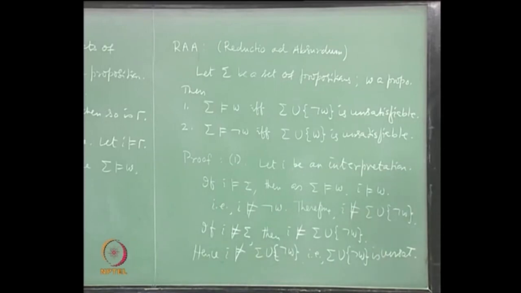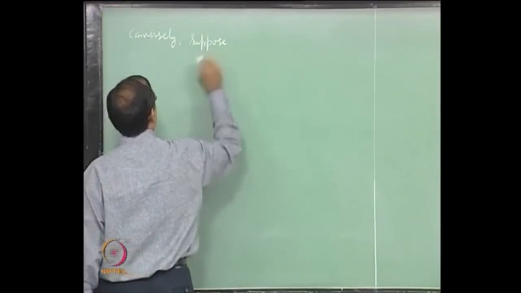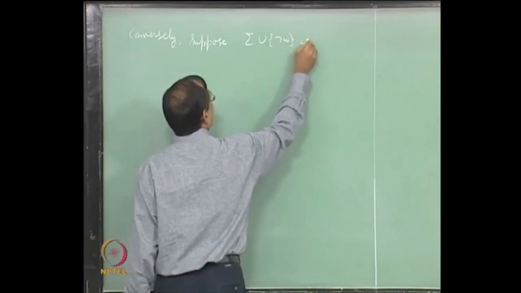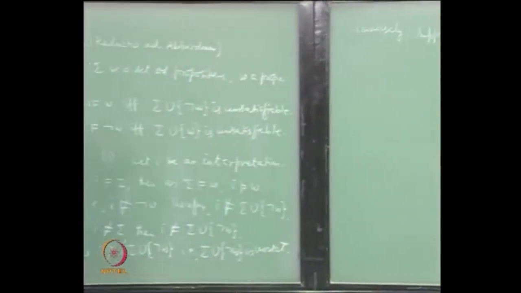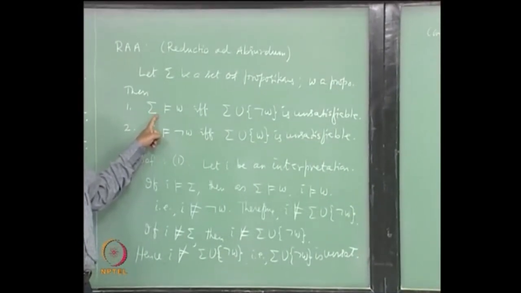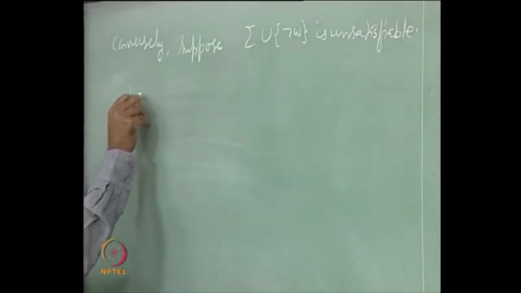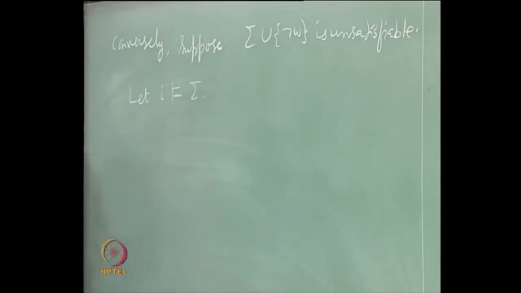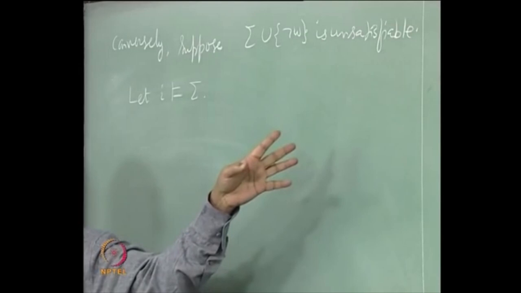There is one more which we have to do. We start from sigma union not W is unsatisfiable, then prove that sigma entails W. Fine. Okay. So, conversely, suppose sigma union not W is unsatisfiable. We want to show that sigma entails W, right. So, how to show sigma entails W? By definition, we have to take a model of sigma, so that it is a model of W, right. So, we start with a model I of sigma. Our aim is to show that I is a model of W. Now, what happens? I is a model of sigma. But sigma union not W is unsatisfiable. So, that means I is not a model of sigma union not W.